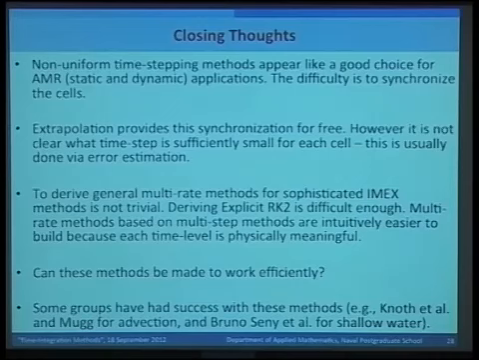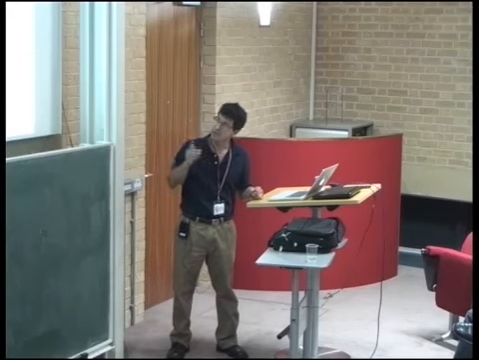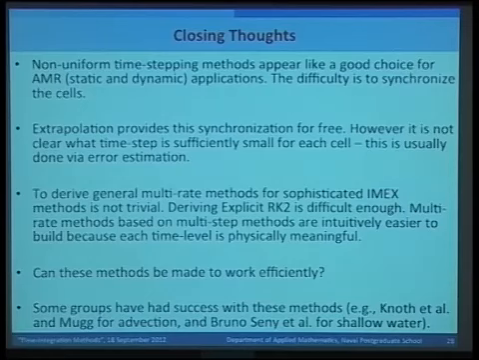Non-uniform time-stepping methods appear like a good choice for AMR, static and dynamic. Extrapolation methods, I think, are great, because one of the issues that you have with all these non-uniform time-stepping methods is the synchronization between elements. For example, if you have 2 elements and they're using different time steps, how do you synchronize them? That's the issue. One of the nice things we like about extrapolation methods, which we've only done for purely explicit, is that synchronization comes for free. You always have it.